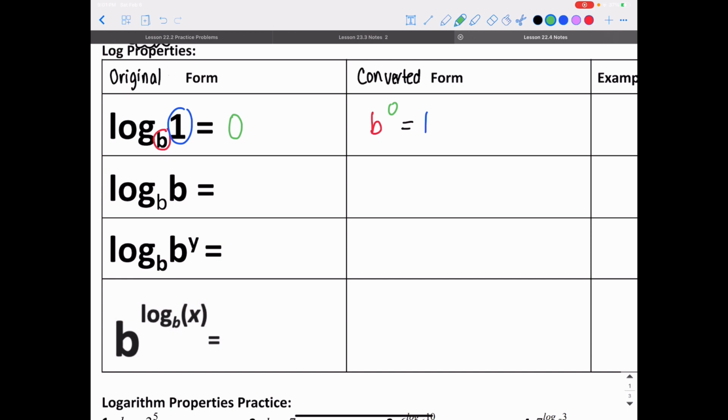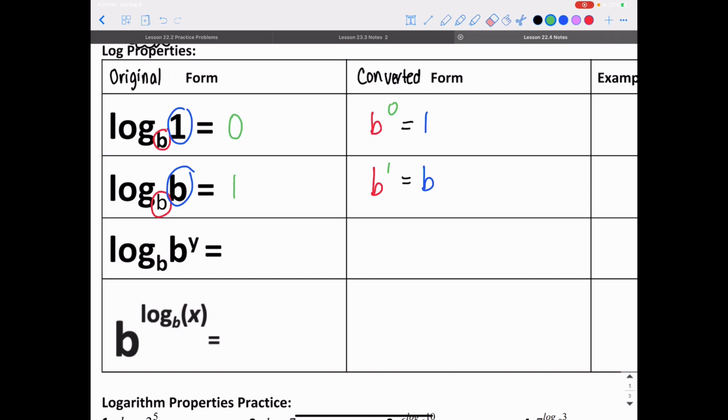For the next property, I have log base b of b. What's that going to be equal to? I'm going to set it equal to x to start. I'm going to figure it out by converting to exponential form. My base is b, I'm raising it to the x power, and that's going to spit out b. And I want to know, what would I have to raise b to to get b? And that is, no matter what b is, it's always going to be 1. I raise b to the first power to get b. So instead of writing x here, I'm going to write 1.